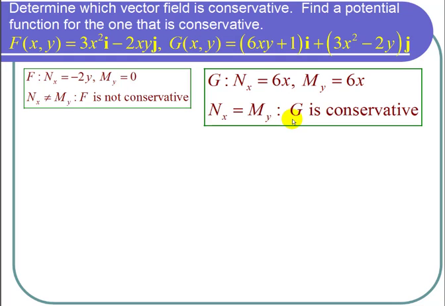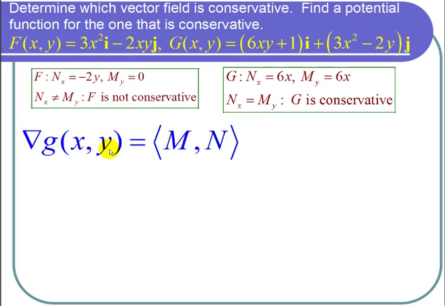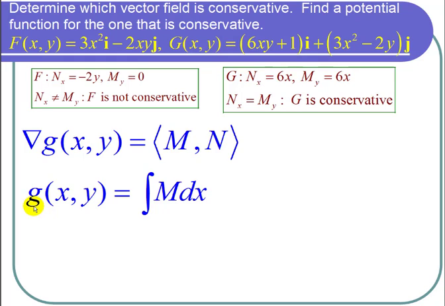So a potential function is a function little g of x, y such that the gradient of little g of x, y is equal to the vector field capital G. So since the gradient of g is equal to M comma N, we know that little g sub x is equal to M. And if we integrate both sides with respect to x, we can say that little g of x comma y is equal to the integral of M dx.